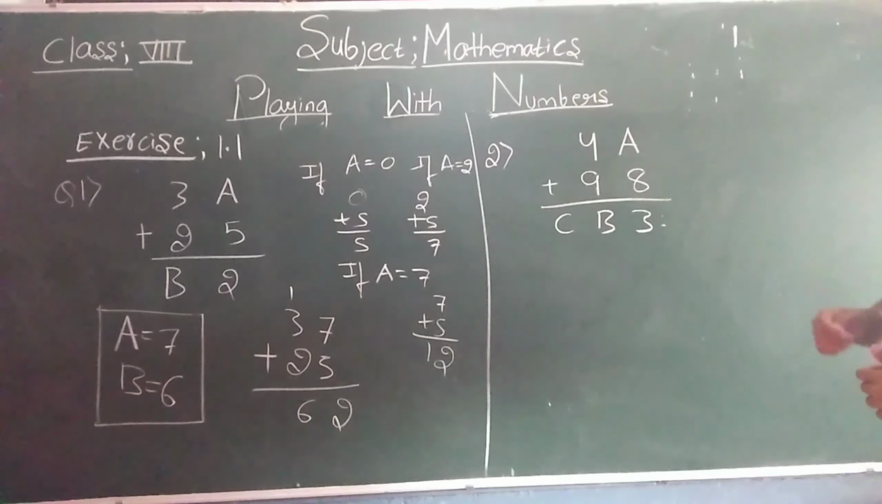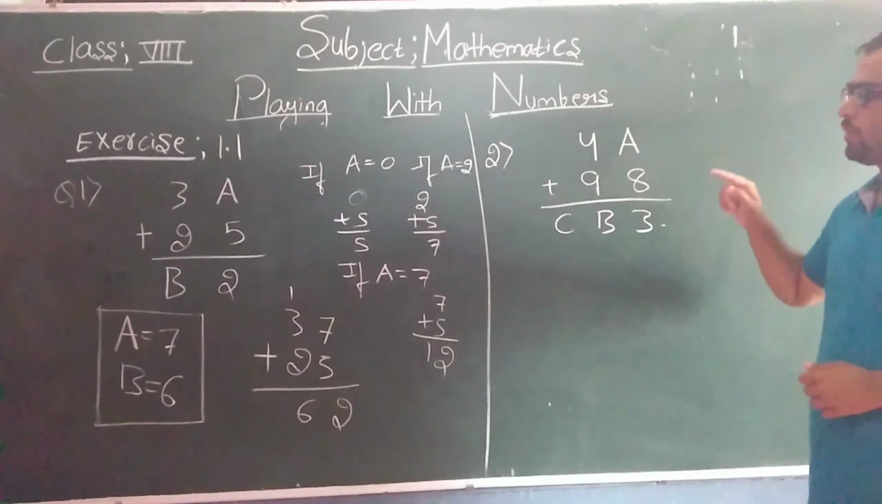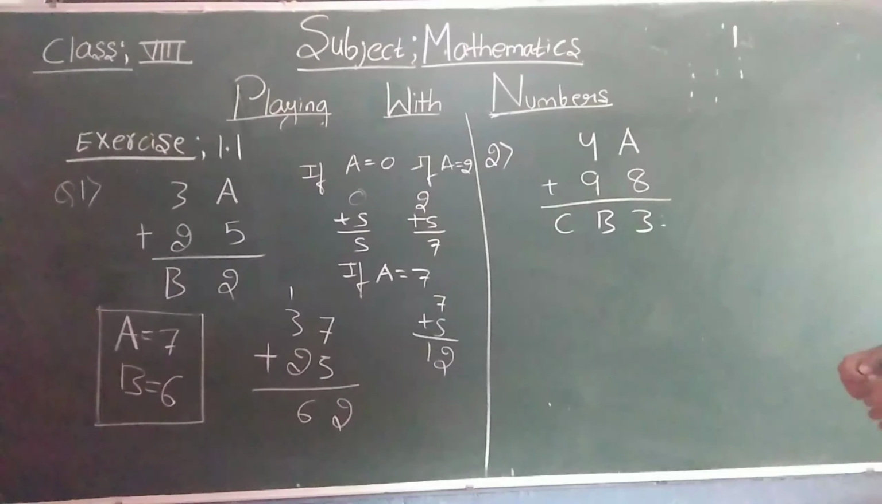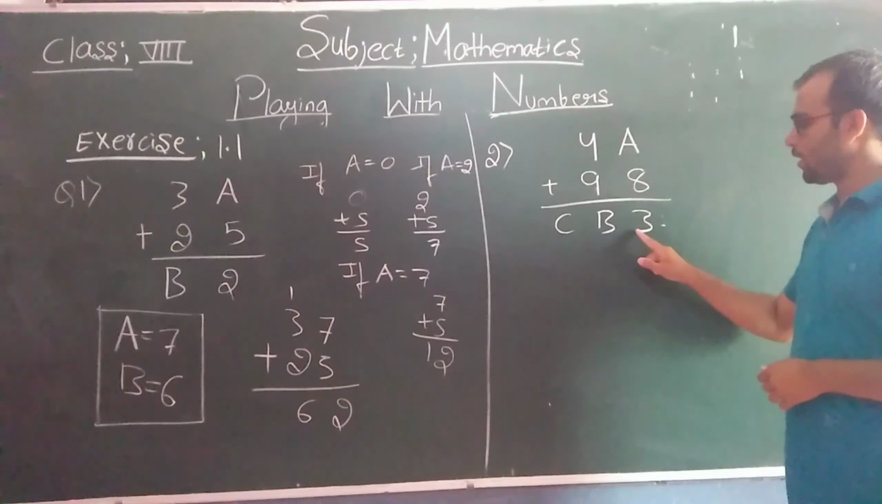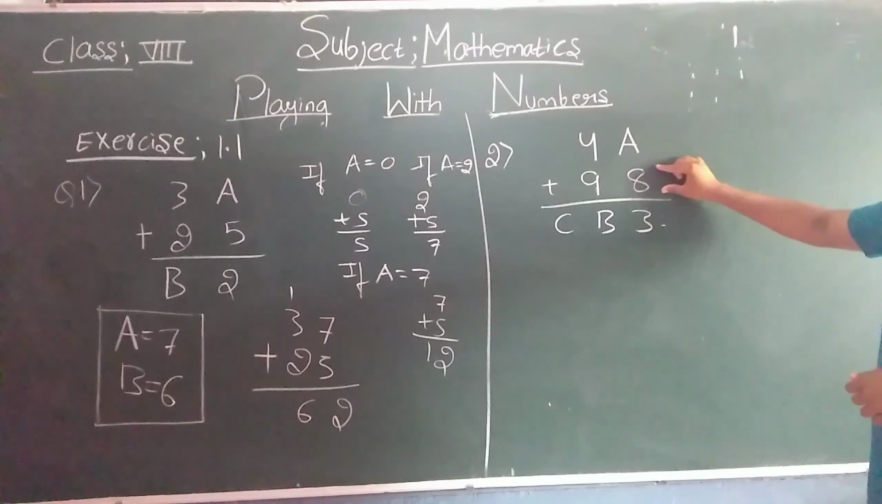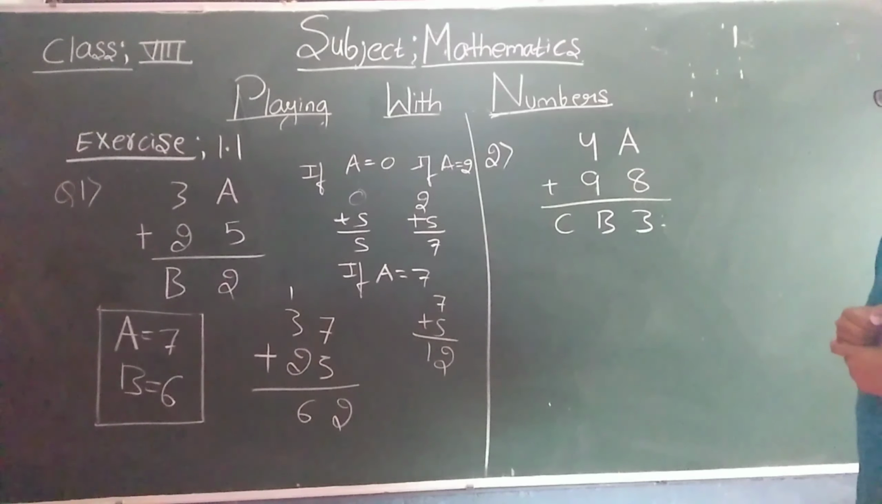Now let us solve the second problem. Here there are 3 unknowns, A, B, C. You need to find the value of A, B and C. So how to solve? Look here, the digit at the ones place is 3. Here 8 is there. Then what has to be added to 8 in place of A so that we can get 3 here?